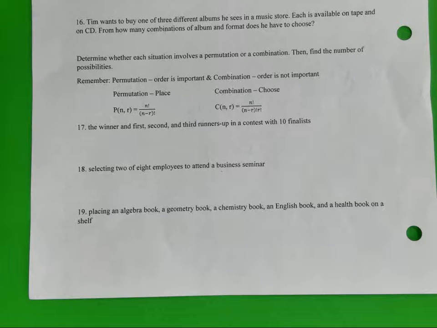Number 19, placing an algebra book, a geometry book, a chemistry book, an English book, and a health book on a shelf. What would that be? Permutation. You see that? Alright, now, let's talk about how we would work these problems.